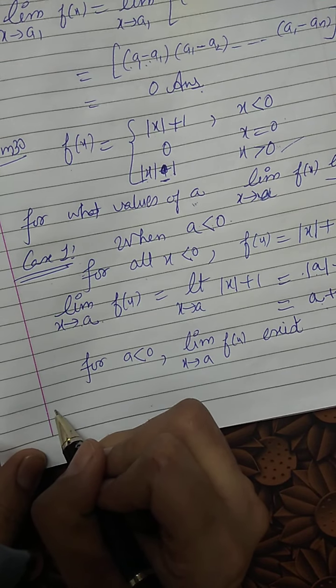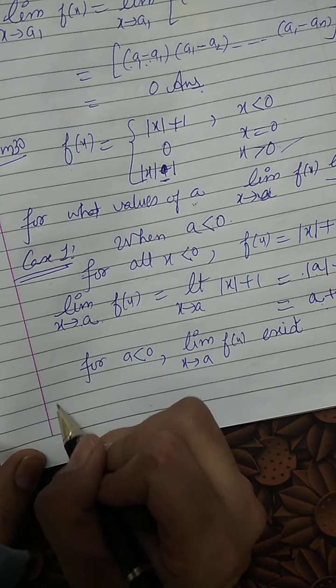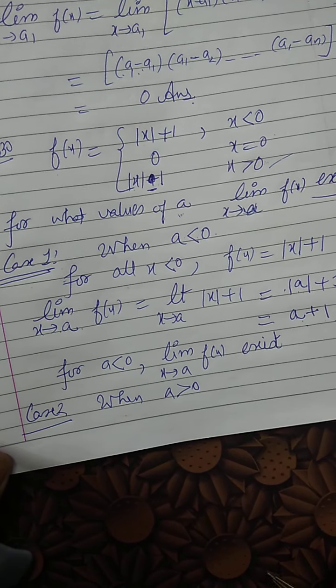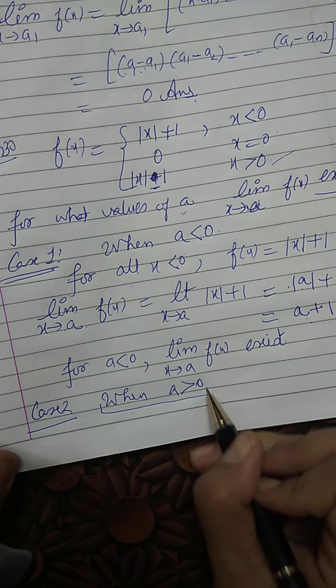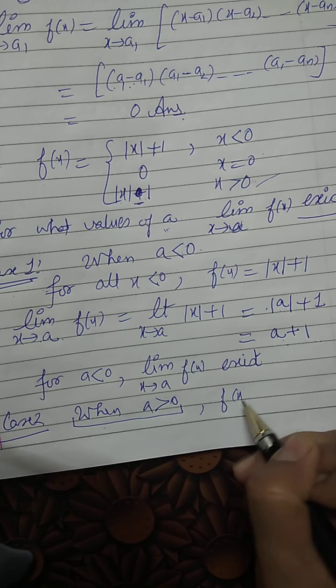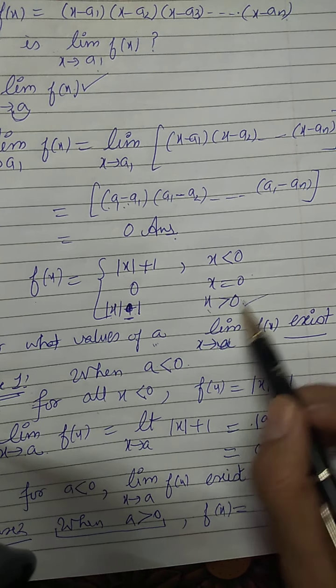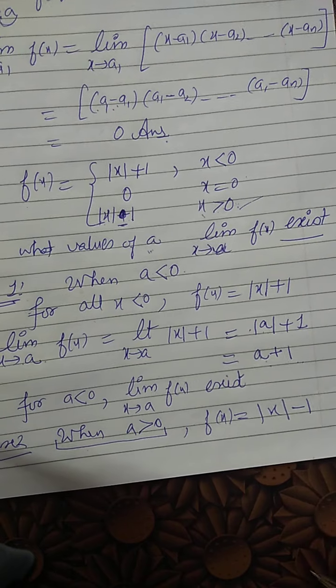Now the second case we will discuss. What will be the second case? Second case: when a is a positive real number. Okay, so when a is a positive real number, which function do we have? For all x greater than 0, for all positive real values of x, the function is mod x minus 1.